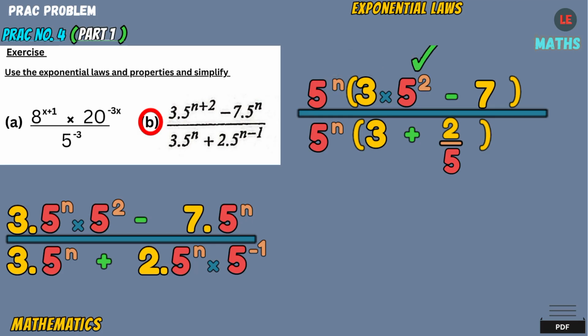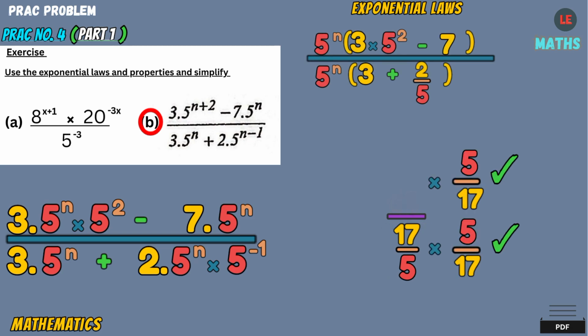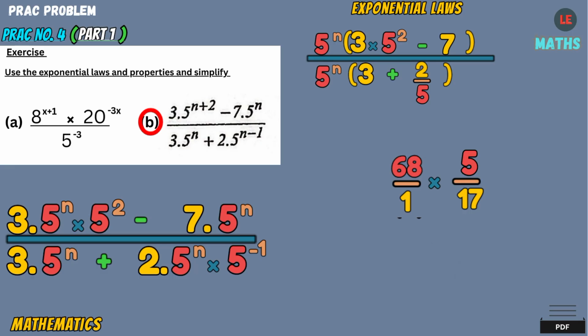3 times 25 minus 7 equals 68. On this part, it is 17 over 5. Then, multiply by the inverse of this fraction on both sides of this division sign. It goes off on the bottom. We are left with 68 over 1 times 5 over 17. The final answer is 20.